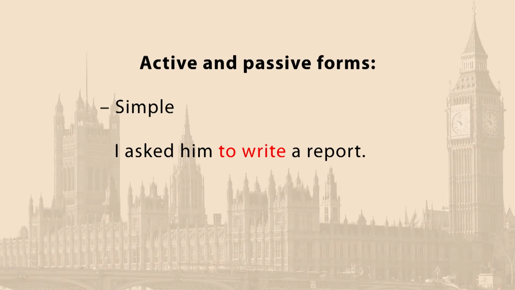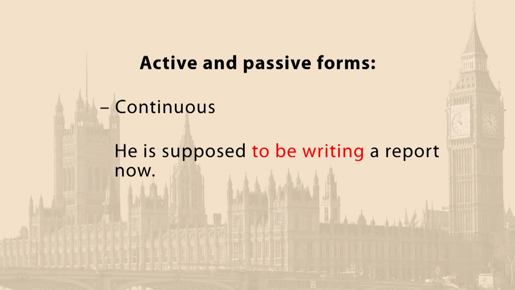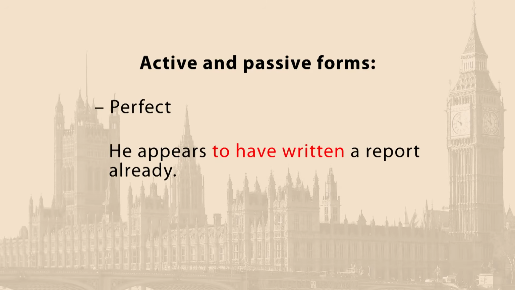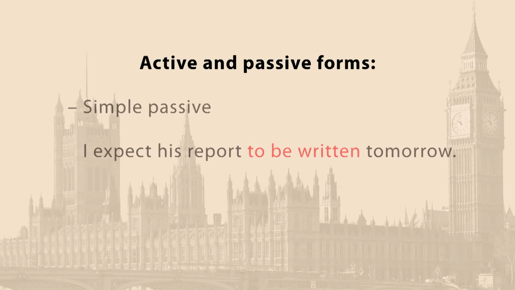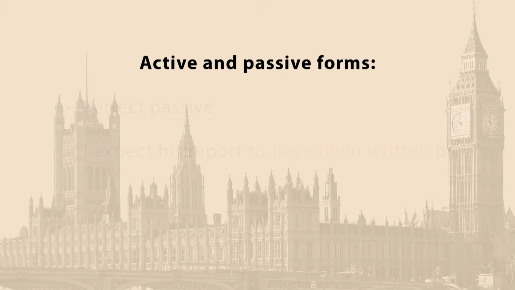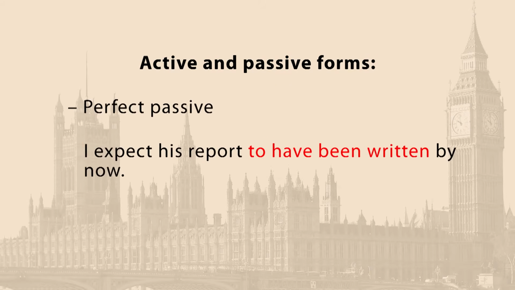The infinitive has the following active and passive forms. Simple. I asked him to write a report. Continuous. He is supposed to be writing a report now. Perfect. He appears to have written a report already. Perfect continuous. He seems to have been writing a report for 2 hours already. Simple passive. I expect his report to be written tomorrow. Perfect passive. I expect his report to have been written by now.